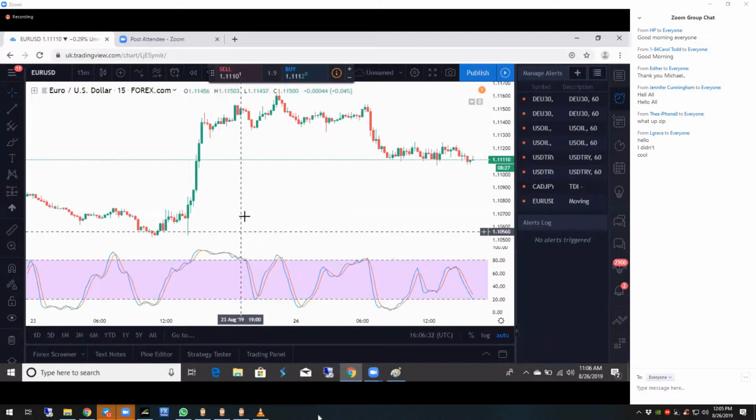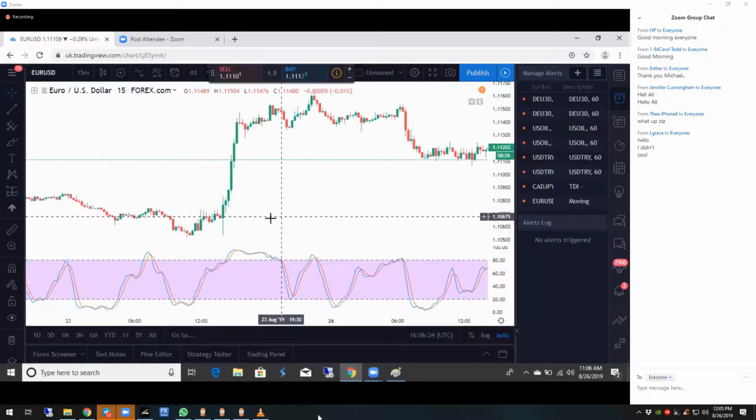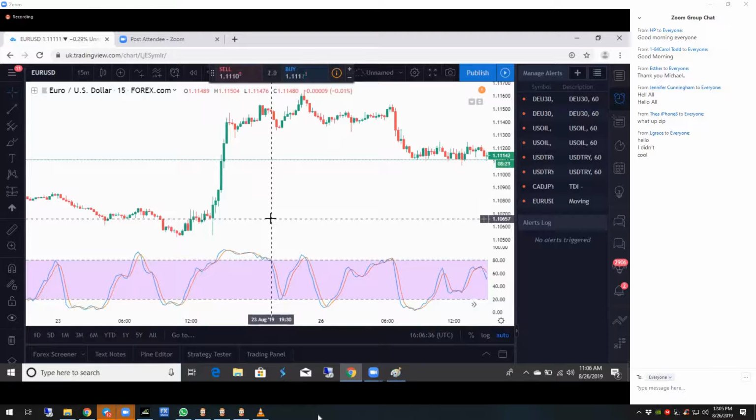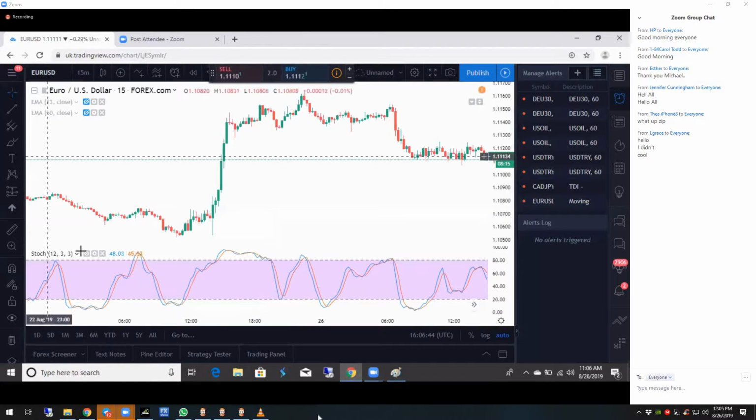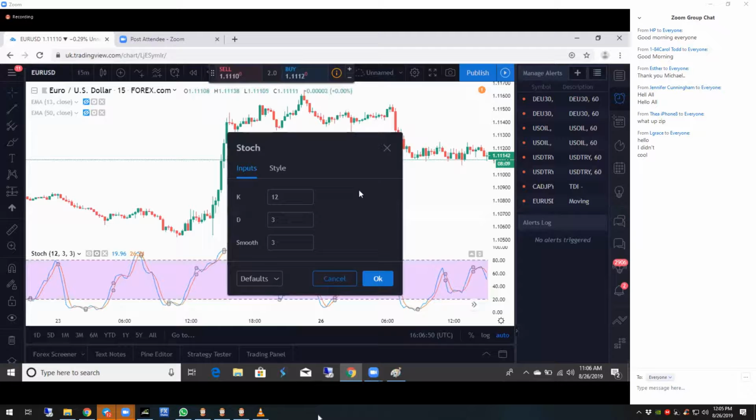I'm going to start with the basic part first, because people are going to want to know what the settings are. The settings for stochastic are 12, 3, 3. The same settings apply for MT4. K period 12, D period 3, and slowing 3. Do it the same way on your MT4.